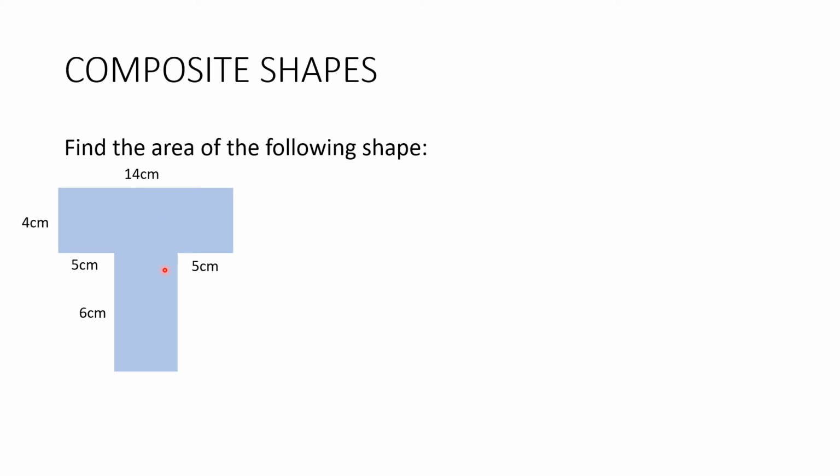So this shape is made up of 2 rectangles, and we can label them area 1 and area 2. Let's have a look at area 1. We have the information we need. We know the length is 14 and we know the breadth is 4. So into the formula, 14 times 4 is 56 centimeters squared.